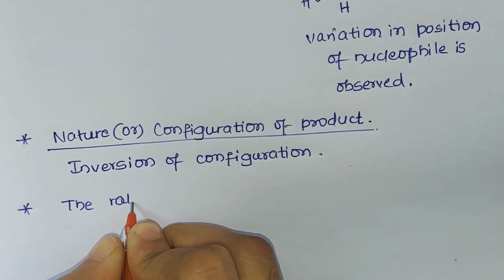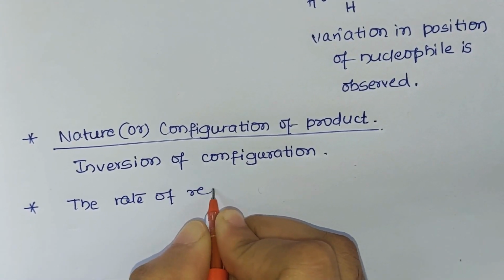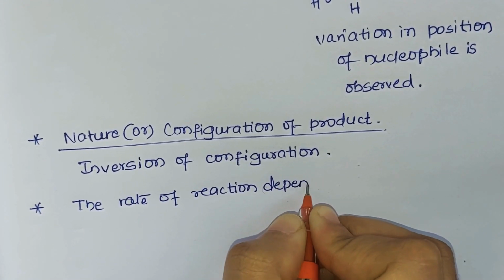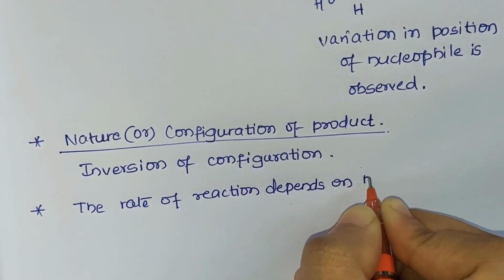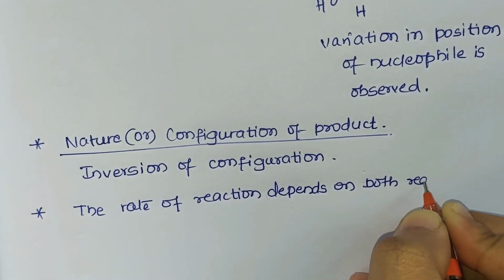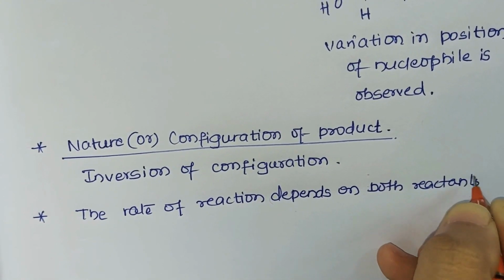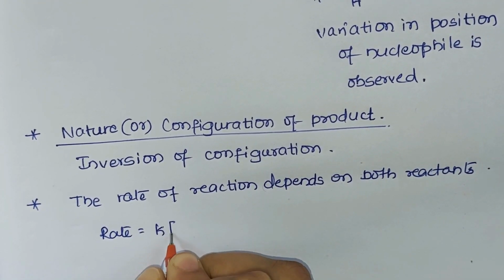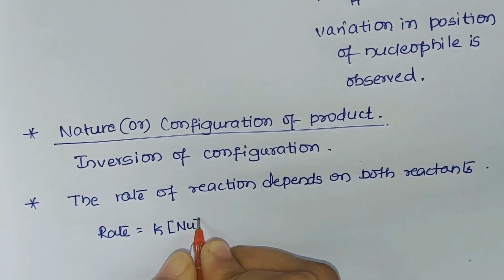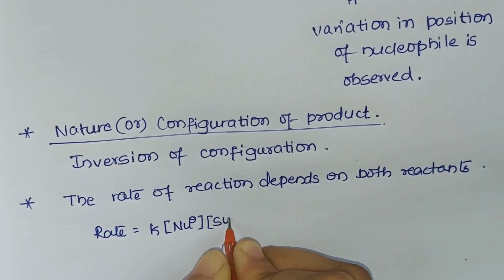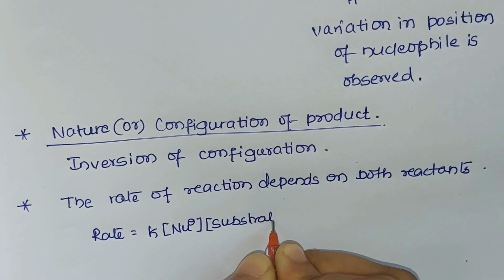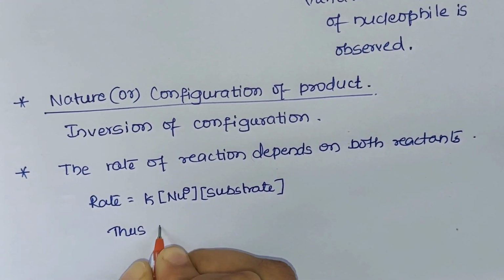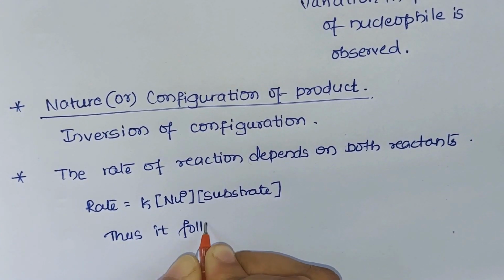And the rate of reaction: since the reaction occurs in only a single step, both the reactants are involved. So the reaction depends on both the reactants, that is the nucleophile and the substrate. You will study the rate law in detail in the lesson on chemical kinetics. For the time being, remember that the rate law is based only on the concentration of reactants. So rate is equal to k into concentration of nucleophile into substrate. Based on this, what conclusion do we draw? That it follows second order kinetics.